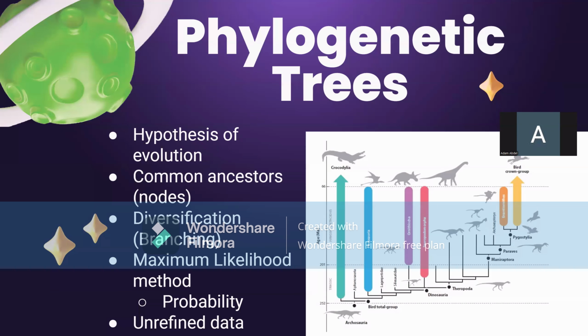If you look at the diagram, you'll see different nodes, which is where two lines intersect, and that represents a common ancestor. And from those nodes, where they branch off, that shows diversification and the creation of new species.